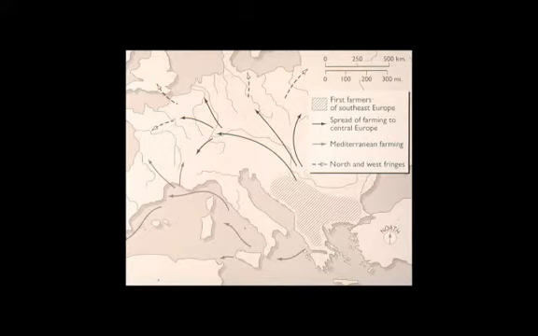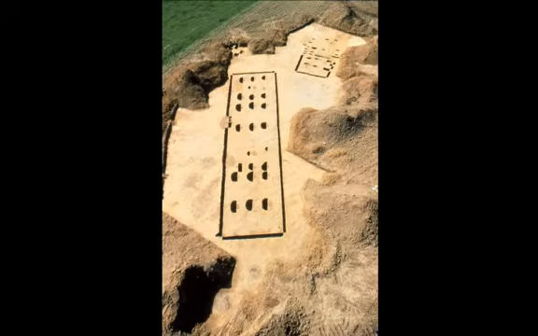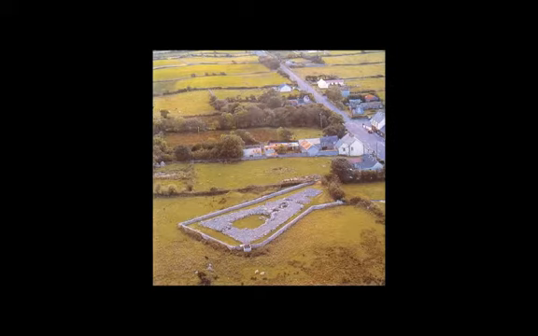And we're going to look a little bit at that process in Europe. We'll look at the movement of farmers up the Danube River into Central Europe. We'll call them linear band ceramic or LBK sites. This is the footprint of the houses they lived in. And we'll look at their spread all the way as far west and north as you can get in Europe, out to Ireland, and we'll spend a little time looking at the Irish Neolithic.